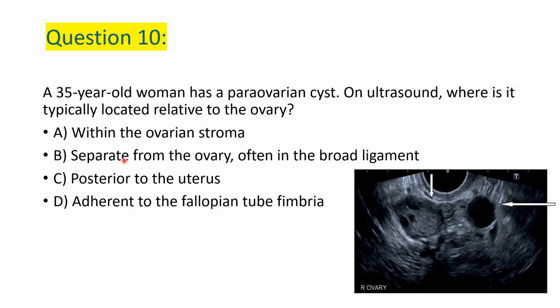So the correct answer is separate from the ovary, often in the broad ligament. That's why it is called para. Para is on the para side. So it should be separate from the ovary, often in the broad ligament.